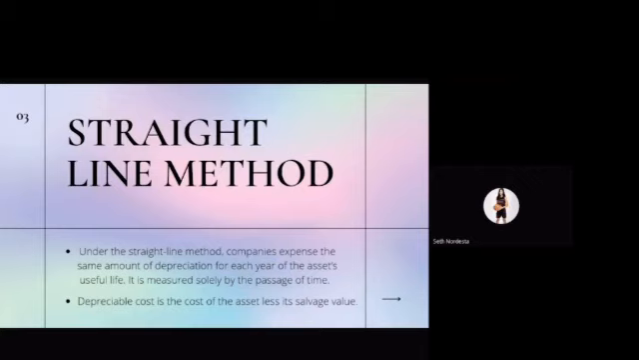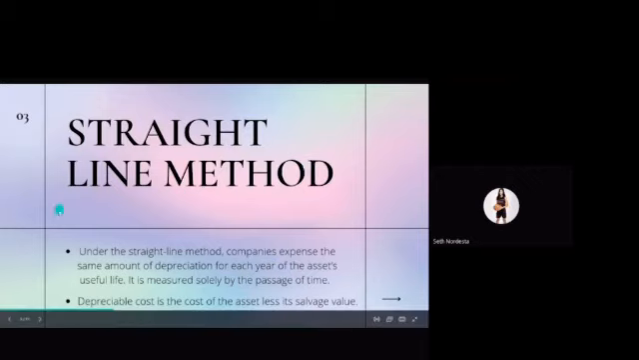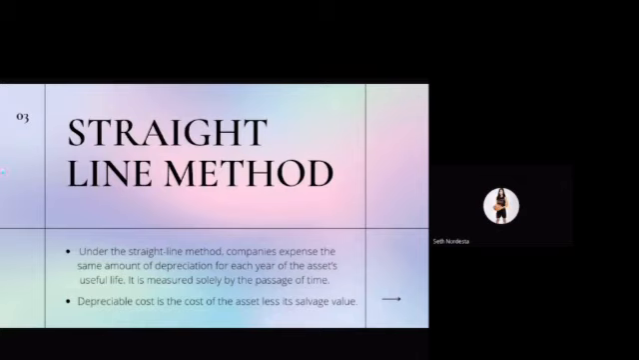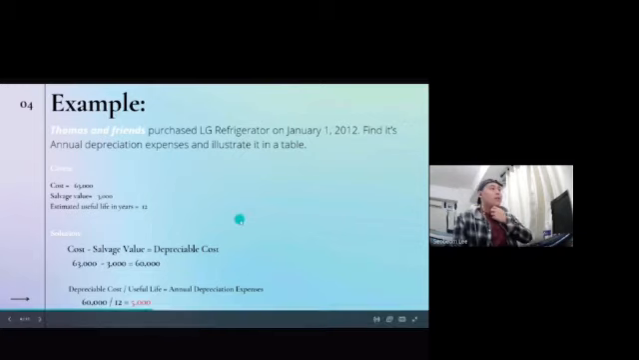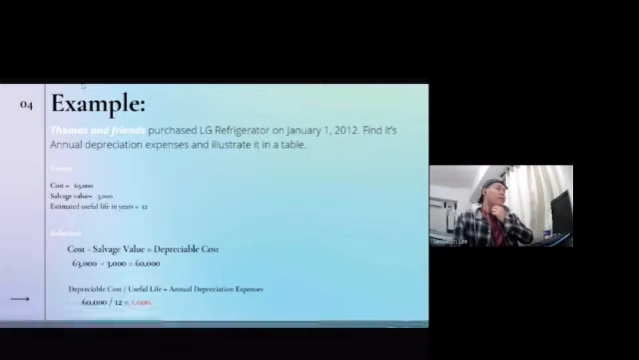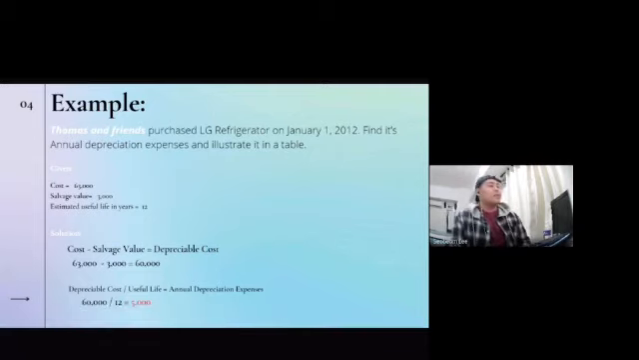Under the straight line method, to determine annual depreciation expense, we divide depreciable cost by the asset's useful life. So for the example, the question is: Thomas and Friends purchased an LG refrigerator on January 1, 2012. Find the annual depreciation expense and illustrate it in a table. The given is 63,000 for cost, salvage value is 3,000, and estimated useful life is 12 years.